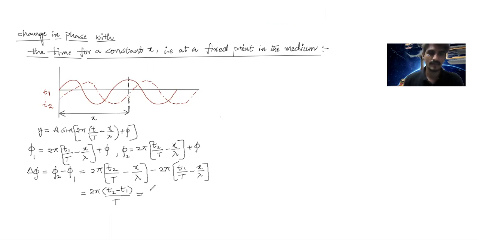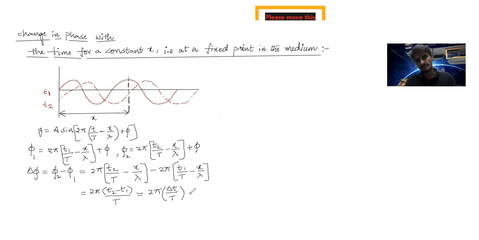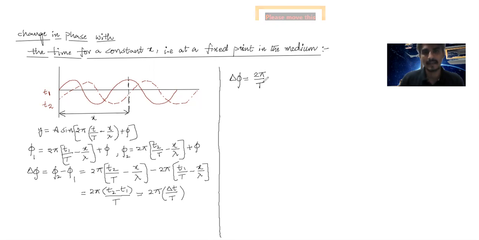Here, how do we write this? 2 pi into delta t by capital T. Do you understand? Okay. So what is the phase relation? What is the relation between the change in phase and the change in time interval? We can write it as delta phi is equal to 2 pi by T into delta t. This is the relation between change in phase and change in time.